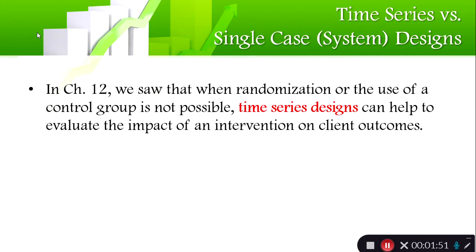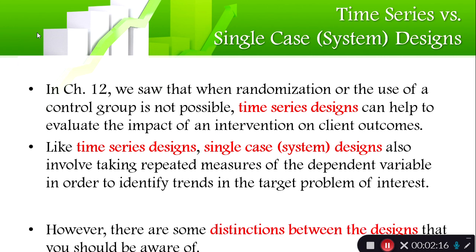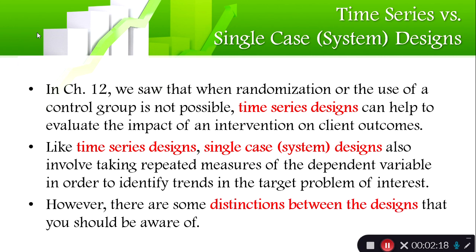So in chapter 12, we saw that when randomization or the use of a control group is not possible, time series designs can also help us to evaluate the impact of an intervention on client outcomes. And like time series designs, single case designs also involve taking repeated measures of the dependent variable in order to identify trends in the target problem of interest. However, there are some distinctions between the designs that I think you should be aware of.